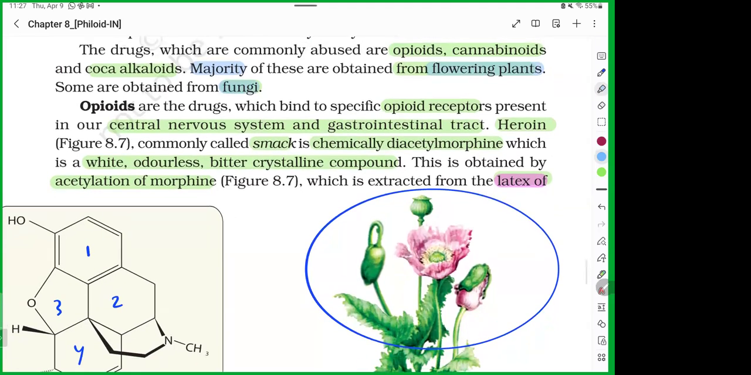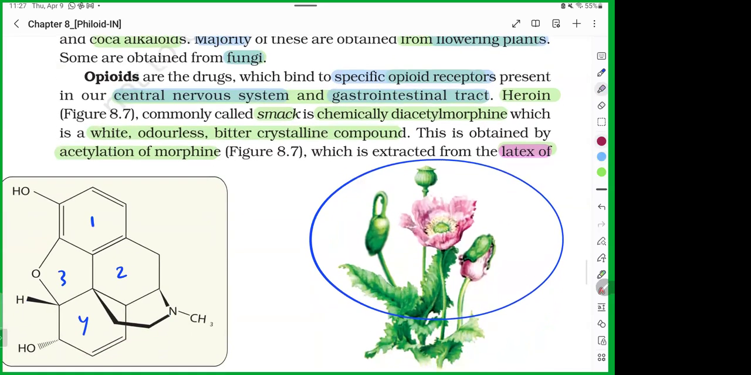Opioid, first category. Opioids are drugs that attach to specific receptors. These receptors are present in the CNS, central nervous system, and GIT. Example, heroin. Heroin is also known as smack, and chemically it is diacetylmorphine. It is white, odorless, crystalline, with a bitter taste.